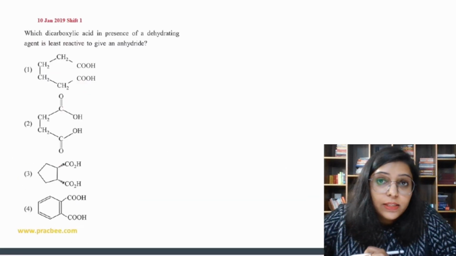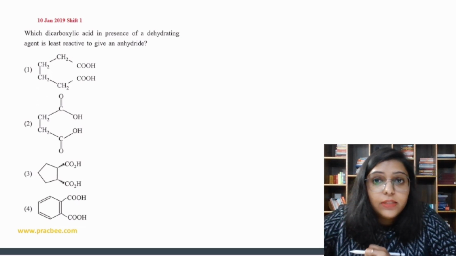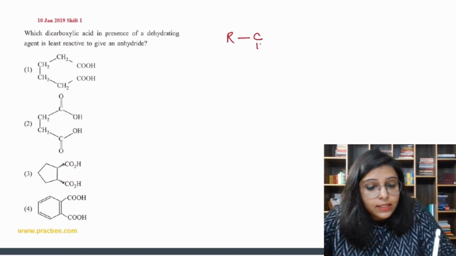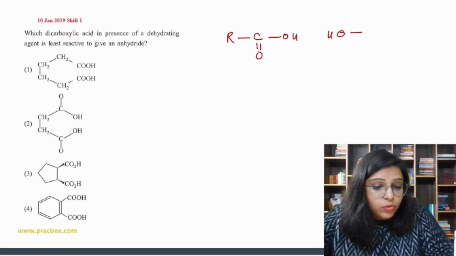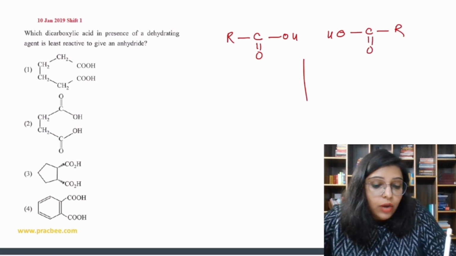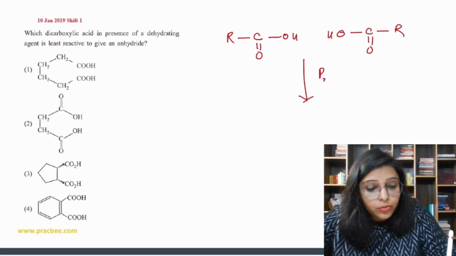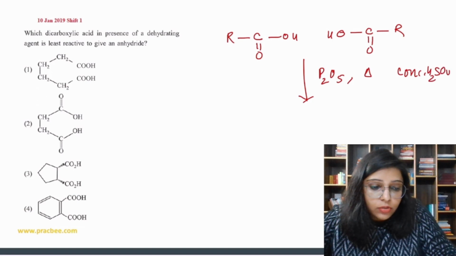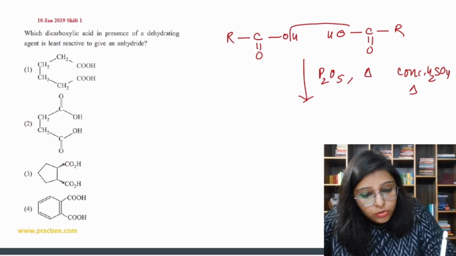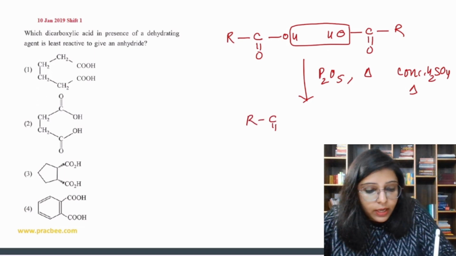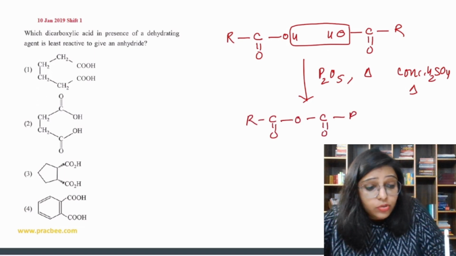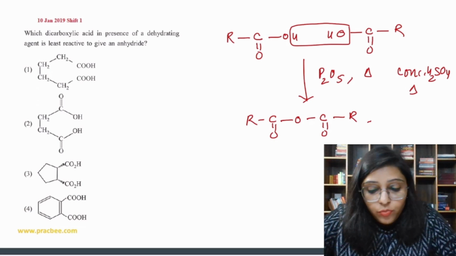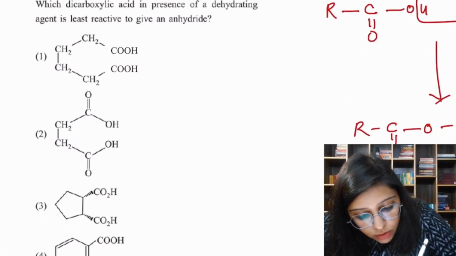Which dicarboxylic acid, in the presence of a dehydrating agent, is least reactive to give an anhydride? So what happens if we have a carboxylic acid, RC double bond OH? Let me write 2 molecules of carboxylic acid. Now in the presence of any dehydrating agent, you can say P2O5 and heat, or you can also take concentrated H2SO4 and heat. These are all dehydrating agents, so you just remove water, and when you remove water you get the anhydride. To form an anhydride, we require 2 carboxylic acid groups, so we have to remove water.